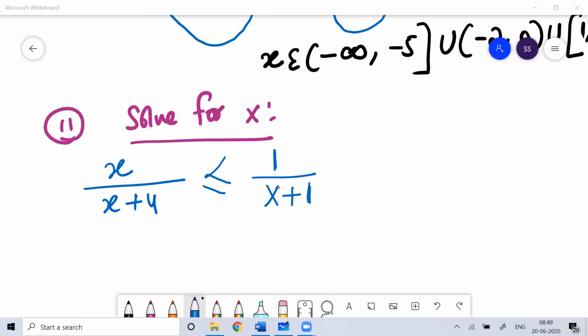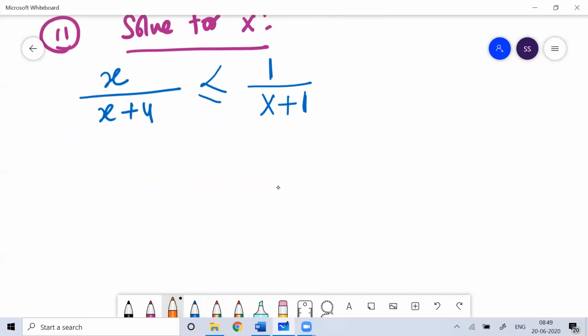so that the determination of critical points on the number line and all can be done once we make the RHS equal to 0. The next thing we need to understand is that we cannot use cross multiplication here, because we don't know the value of x. The value of x can be positive or negative. So the concept of cross multiplication will not work in these kinds of cases.